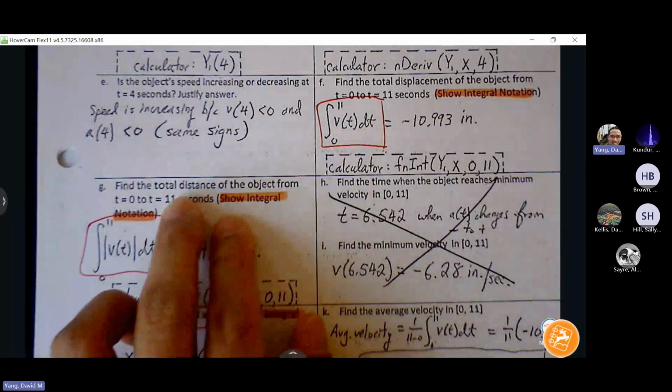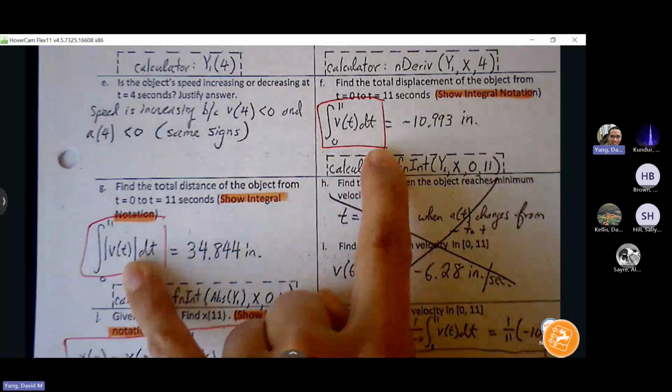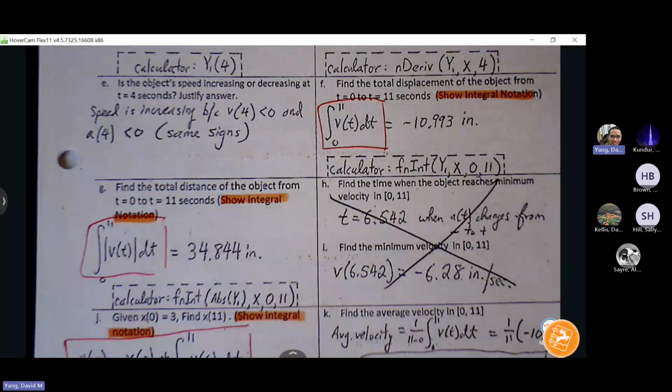Next up, find the total distance. Total distance is similar to total displacement, but you put absolute value around v of t. I want to show you a couple of incorrect notations that you shouldn't be using here. For total distance, I'll put it on the board so people online can see.